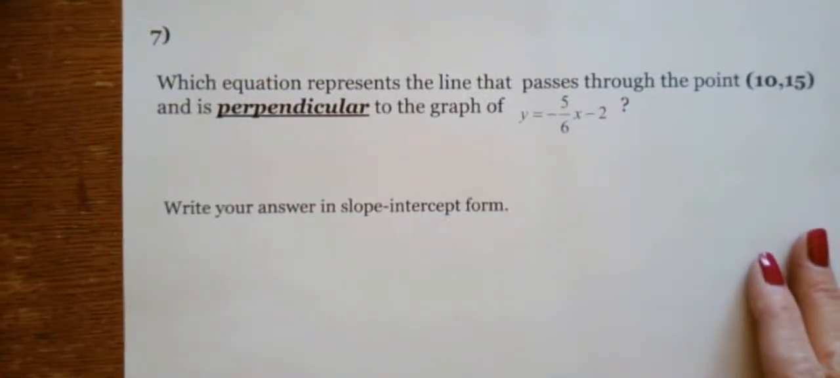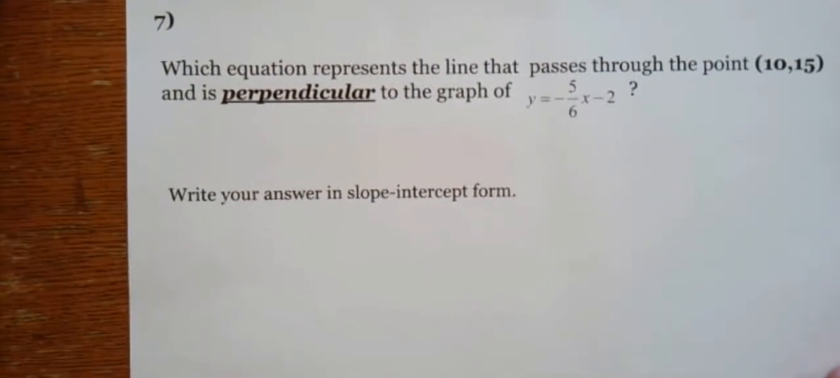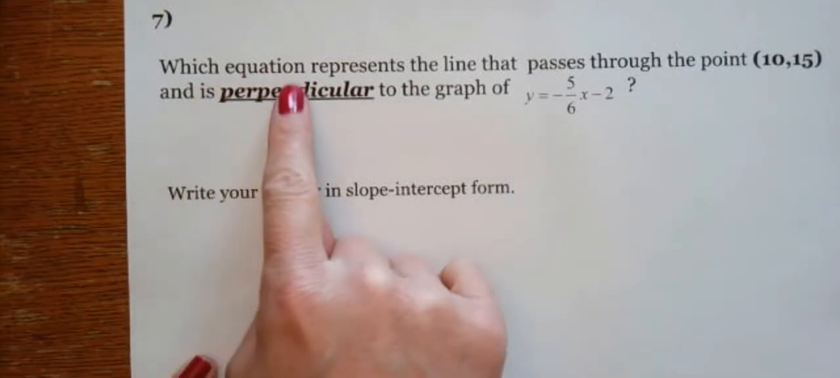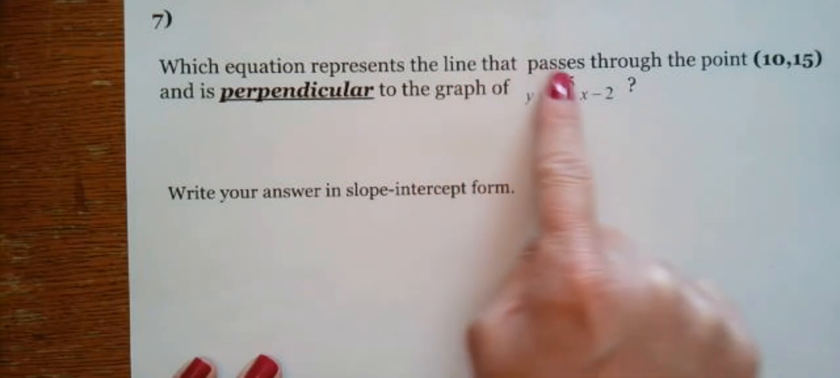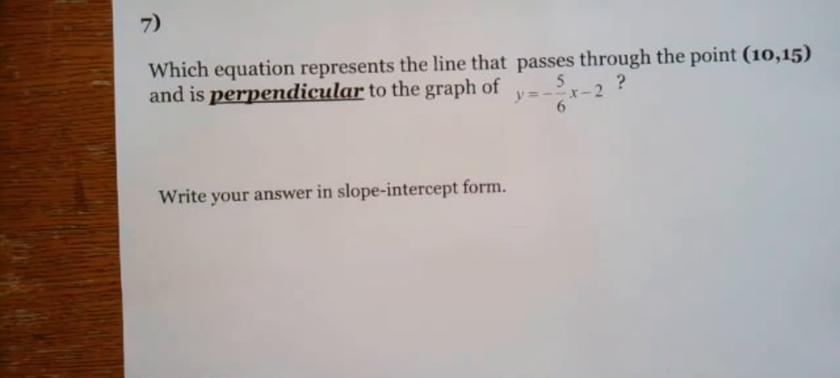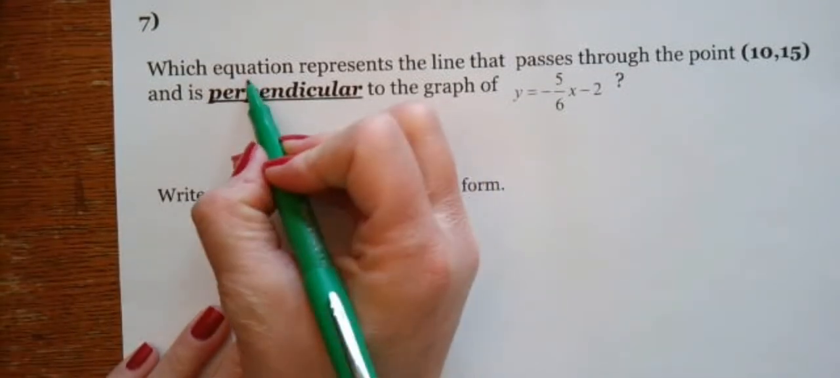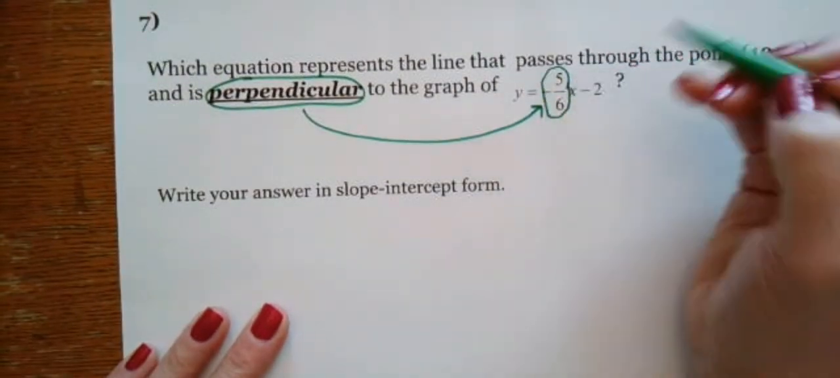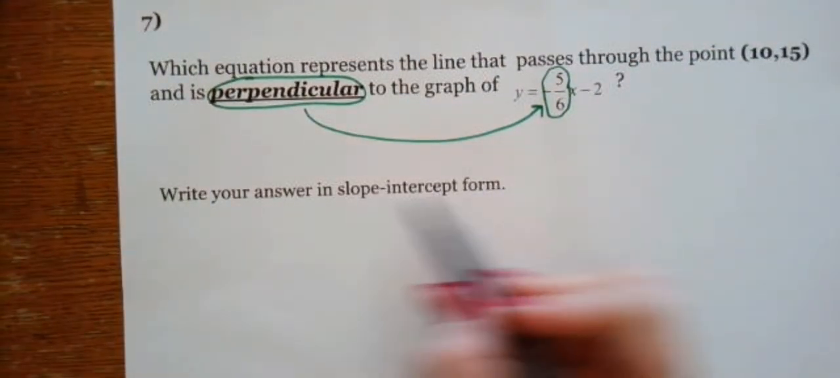Okay, last one, number 7, and we're going to see perpendicular again, and then we'll do a quick summary. All right. Which equation represents the line that passes through this point now and is perpendicular to this graph? Okay. We've got this. We got to pay attention to the slope. We want our answer in slope-intercept form.